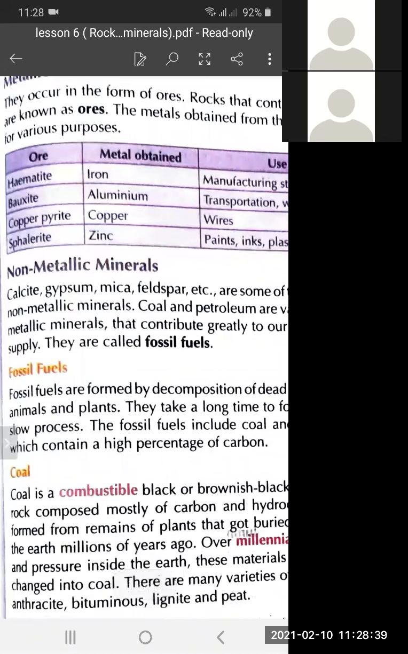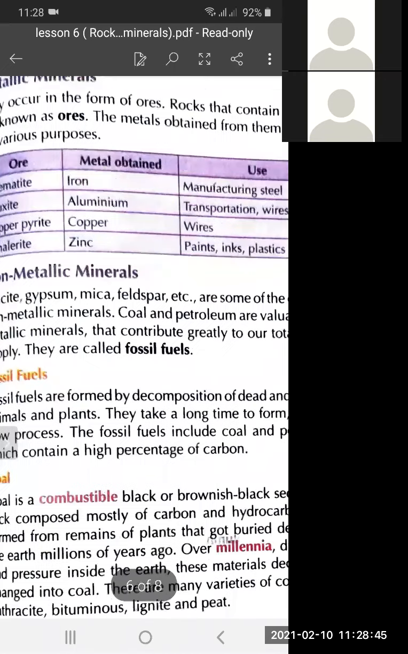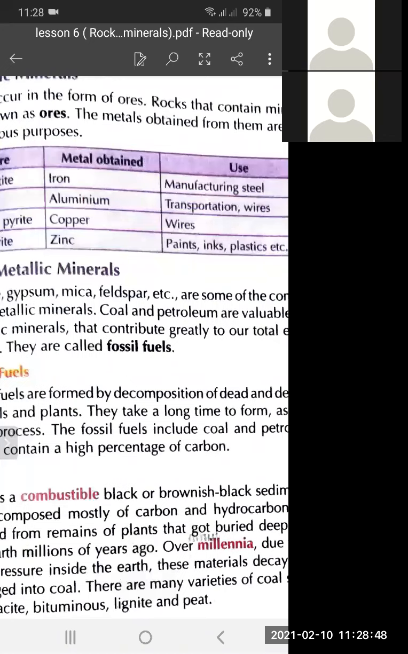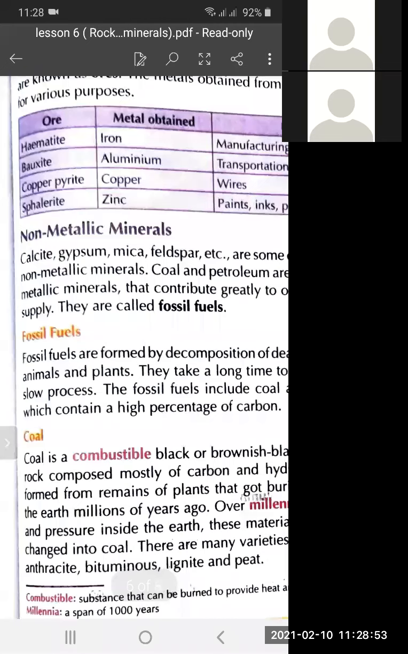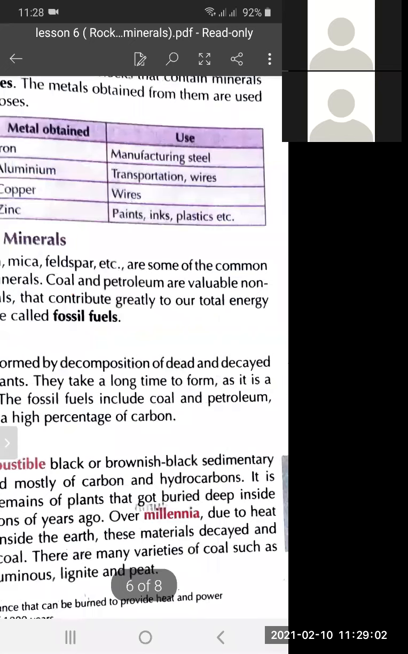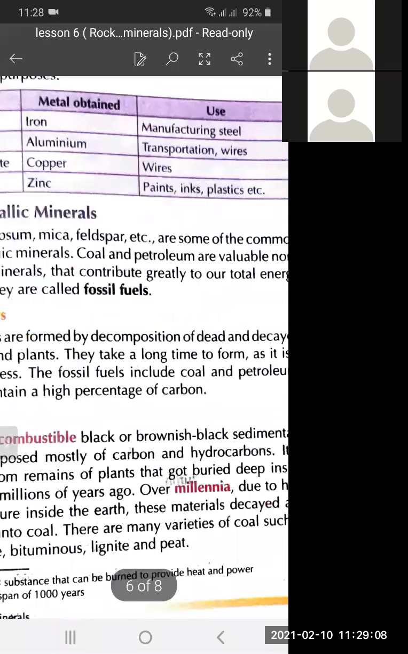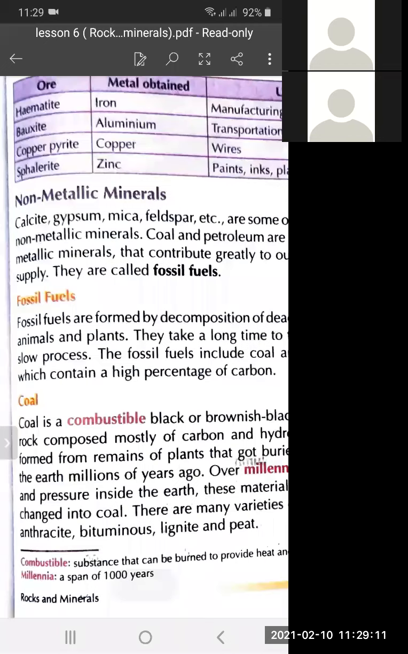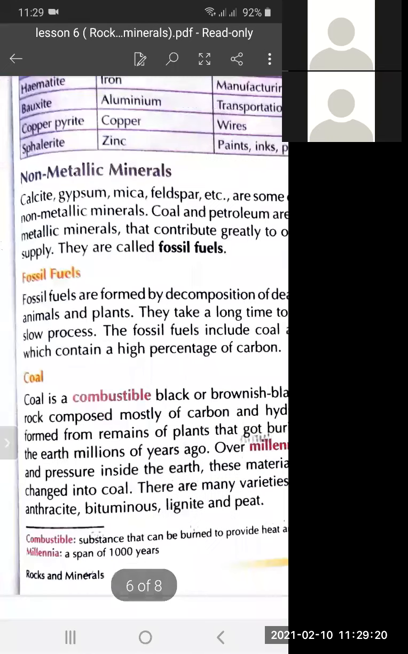Sulfurite is an ore of zinc, used for paints, inks and plastics, etc. Now non-metallic minerals are calcite, gypsum, mica, feldspar, etc. These are some of the common non-metallic minerals. Coal and petroleum are valuable non-metallic minerals that contribute greatly to our total energy supply. They are called fossil fuels.